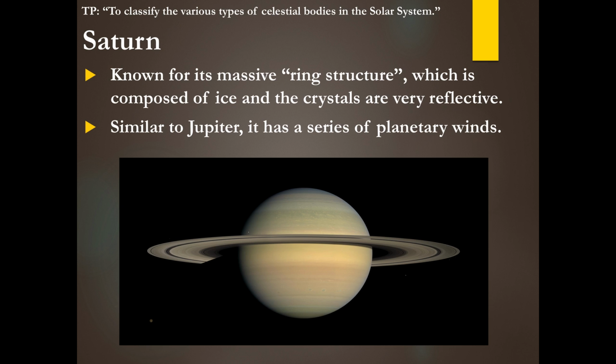Saturn, known for its massive ring structure. Its ring structure is composed of ice, and these crystals are very reflective, and that's why we can see the ring system for Saturn. It's also similar to Jupiter in that it has a series of planetary winds going across its surface.